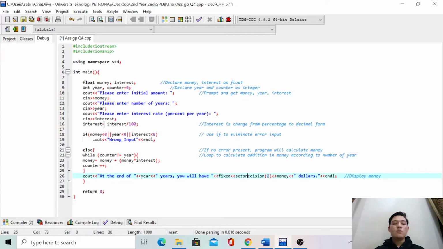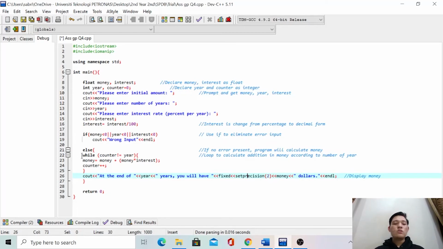Then interest equals interest divided by 100. This is to change interest from percentage to decimal form. Then I do an if selection. If money less than 0 or year less than 0 or interest less than 0, cout wrong input. This is to eliminate any error in input. Else, if there is no error present, the program will continue to calculate the amount of money.